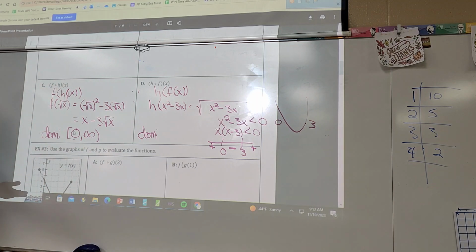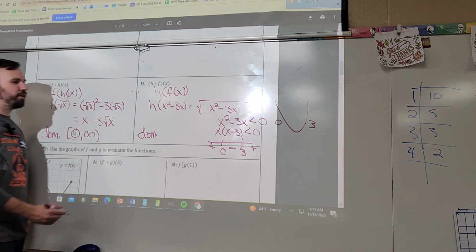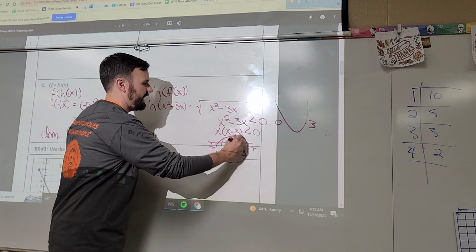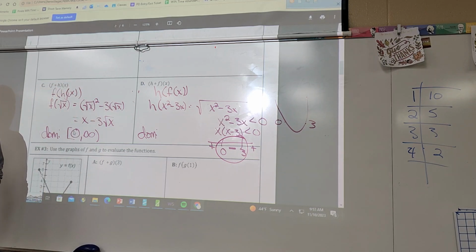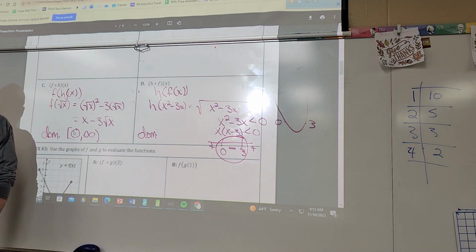But it's a parabola that opens up. So what can't I plug in? I can't plug in any numbers between 0 and 3. Can I plug in 0? Yeah, because it's a square root of 0. Can I plug in 3? Yeah, but I can't plug in 2.